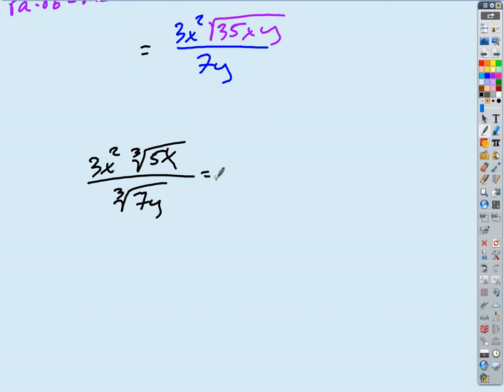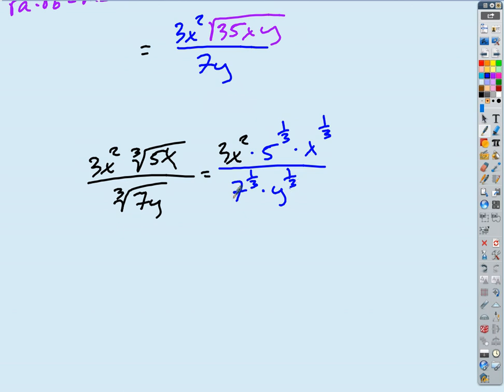So what we do here instead is we would take this stuff and we'd write them as fractional exponents. So I'd end up with my 3x squared, and I'm going to get a 5 to the 1/3 times an x to the 1/3 divided by 7 to the 1/3 times y to the 1/3. Right? Make sense?